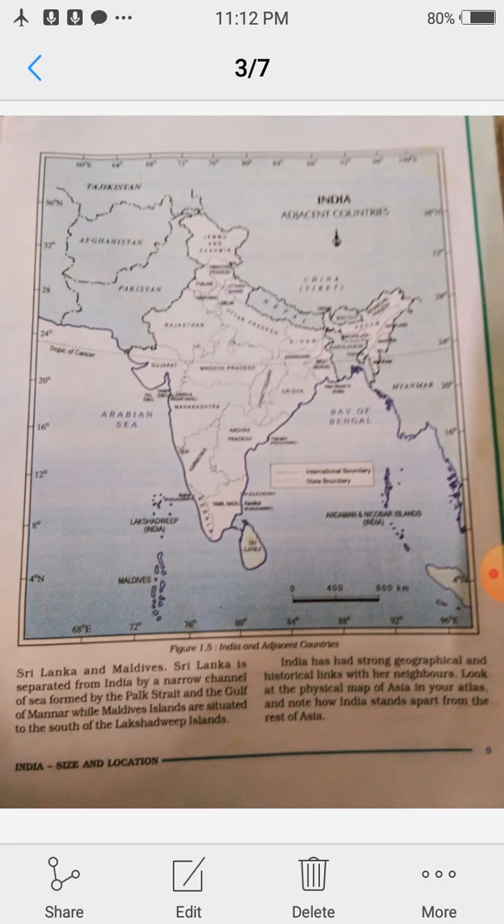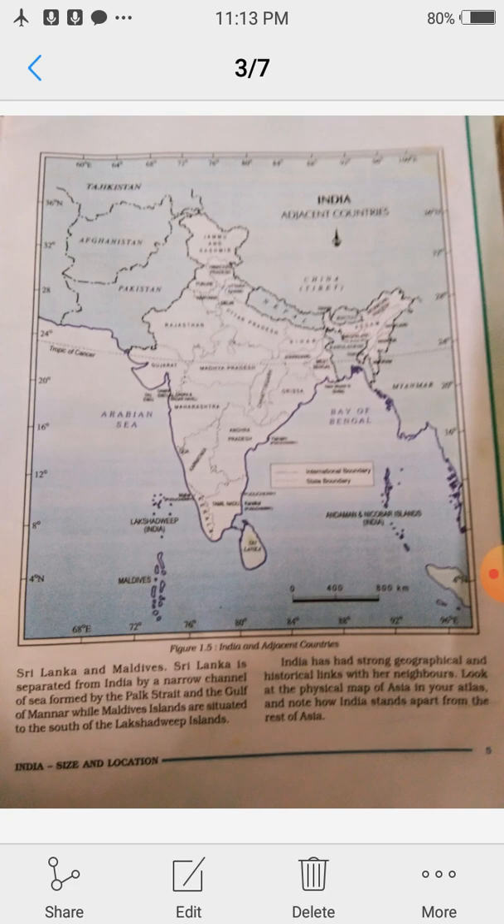Sri Lanka is separated from India by the narrow canals of the sea formed by the Palk Strait. It lies between the Palk Strait and the Gulf of Mannar, while the Maldives islands are situated to the south of the Lakshadweep Islands.